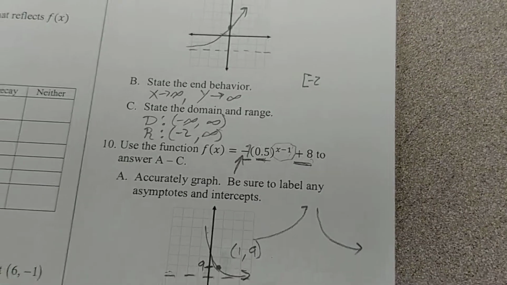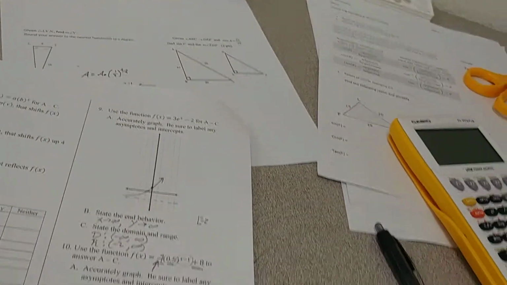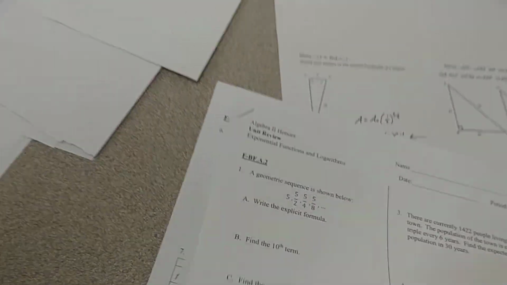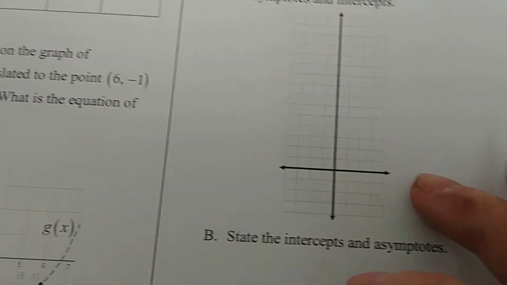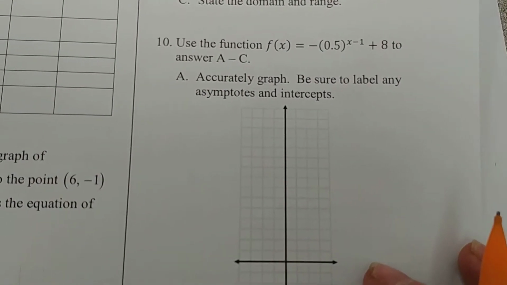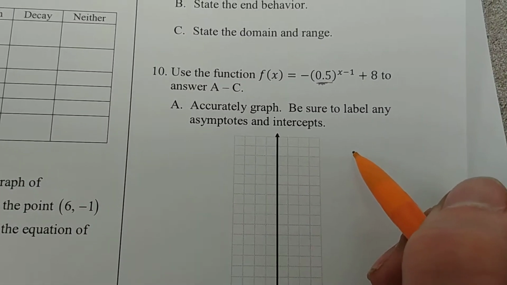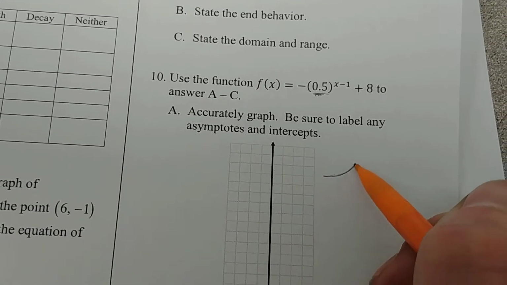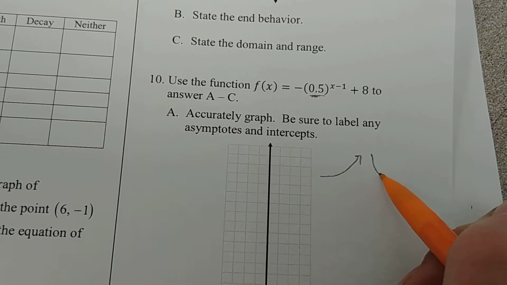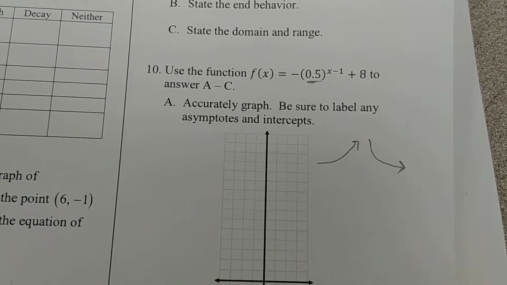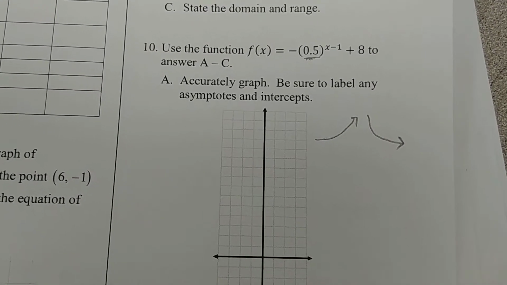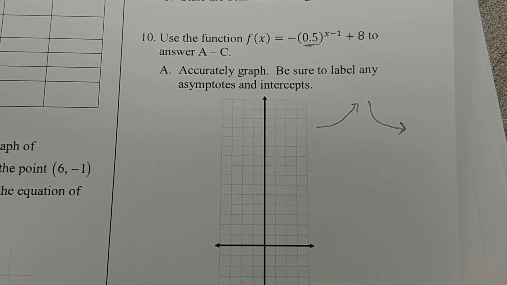Now let me approach problem 10. Actually, let me get another paper for problem number 10. Okay, so for problem number 10, we have a few things going on. You gotta be careful with this -5. This -5 represents decay. So in a regular graph, this represents growth. Decay is drawn like this. All right, but everything is the same. The points and the asymptote, it's the same.